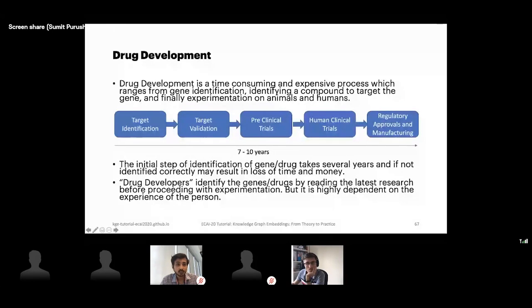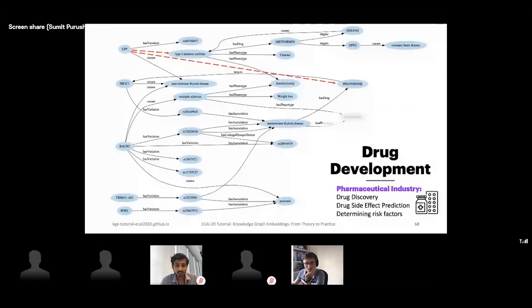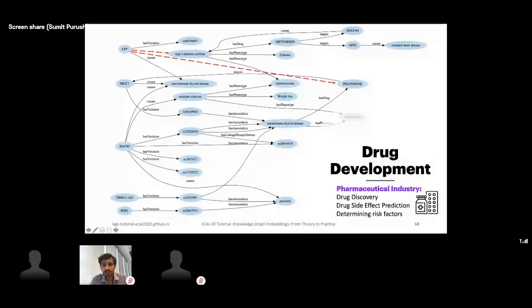So how can we use knowledge graph embeddings here to solve this problem? We have built a knowledge graph from a genetic perspective. Here you have type 1 diabetes, and a gene, NDUFA4, which causes type 1 diabetes. You already have a known drug for this, which targets that gene. But let's say over time the efficacy goes down, so you might want to identify a new gene to cure the same disease, or maybe you're interested in some other disease for which a known gene doesn't exist.